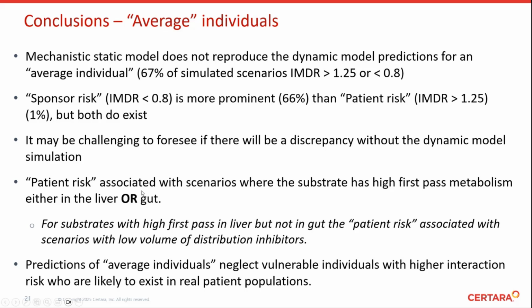And the patient risk is associated with scenarios where the substrate has high first pass metabolism, either in the gut or the liver, or both. And for the substrate with high first pass in the liver, but not in the gut, the patient risk is associated with scenarios where the inhibitor has a low volume of distribution. And the predictions of average individuals neglect the vulnerable individuals with higher interaction risk, and these individuals are likely to exist in real patient populations and should be taken into account in the evaluations.